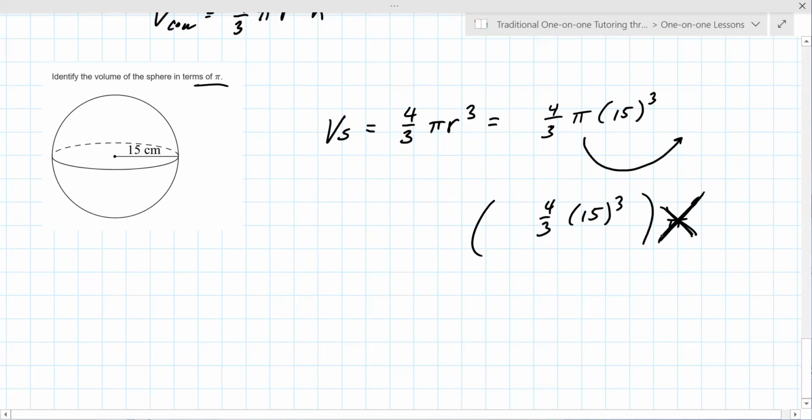Okay. So I get 4,500. 4,500 pi. What I was trying to say is the answer is going to have a pi. Oh, I didn't understand that.